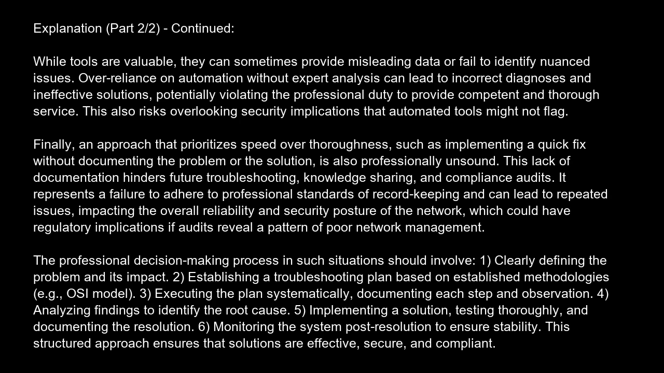The professional decision-making process in such situations should involve: 1. Clearly defining the problem and its impact. 2. Establishing a troubleshooting plan based on established methodologies, e.g., OSI model. 3. Executing the plan systematically, documenting each step and observation. 4. Analyzing findings to identify the root cause. 5. Implementing a solution, testing thoroughly and documenting the resolution. 6. Monitoring the system post-resolution to ensure stability. This structured approach ensures that solutions are effective, secure, and compliant.